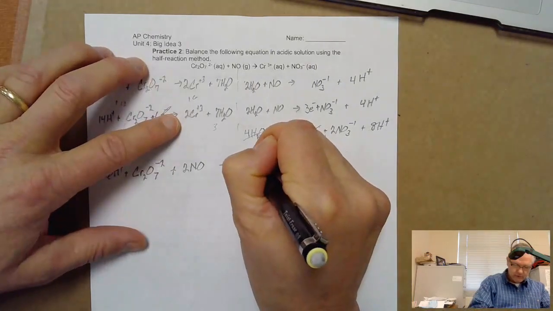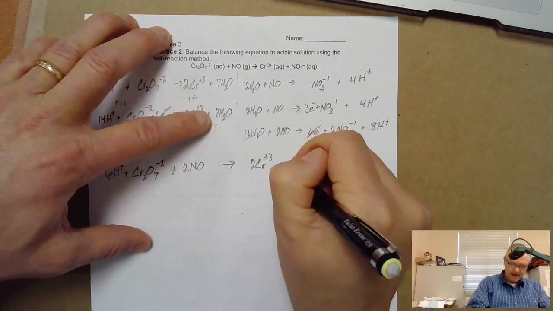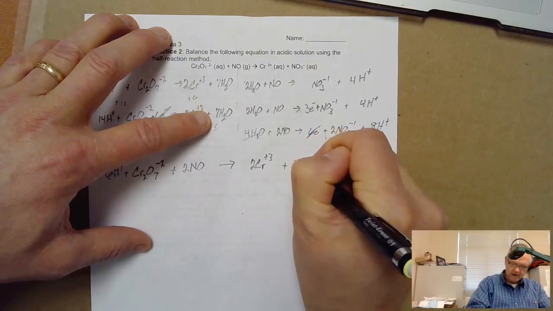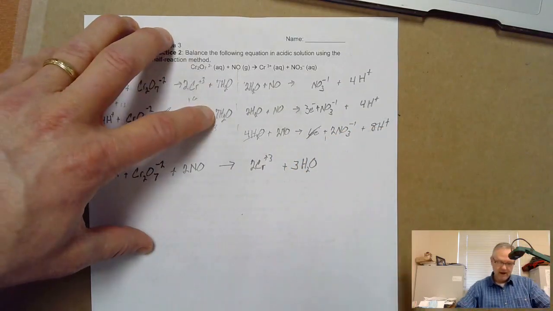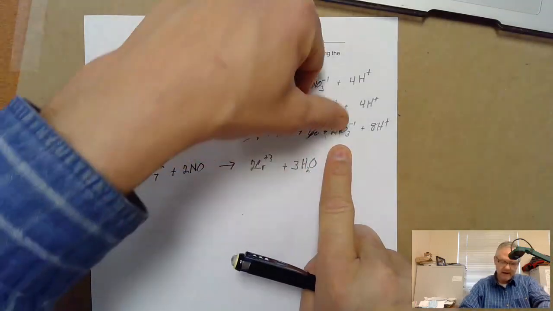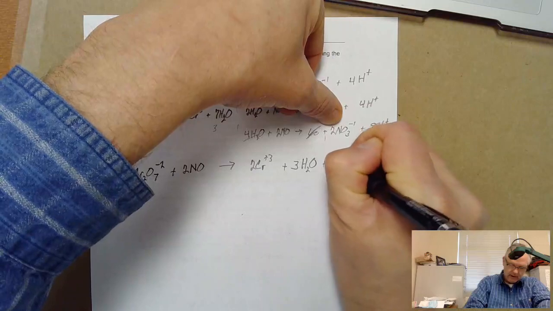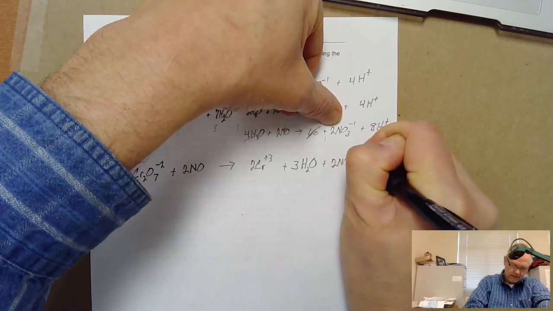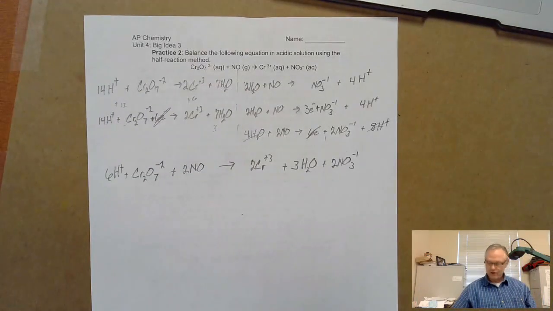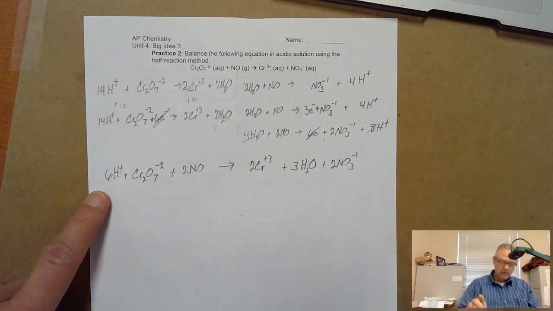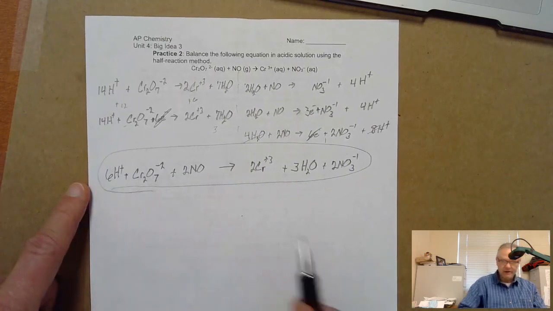So I have 2 Cr plus 3s, and then this time I have 3 waters left because they canceled out on both sides. And then over here as a product I have 2 NO3 minus 1, and those have already canceled out. So that should be my overall balanced redox equation.